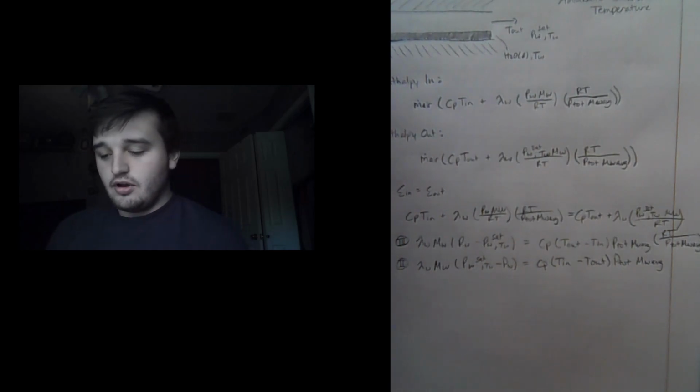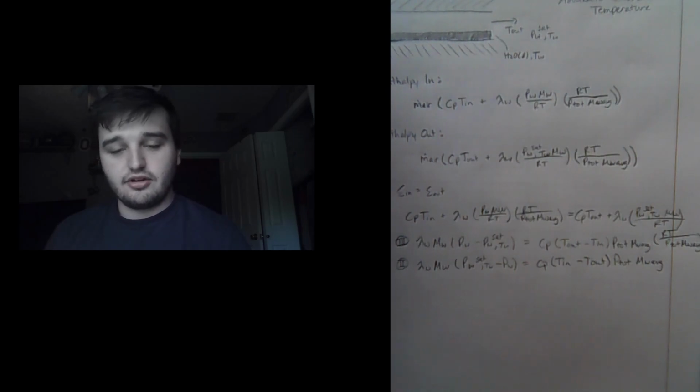So that's how the enthalpy energy balance equations from the adiabatic saturation temperature relate to the wet bulb equation that we found in part 2.